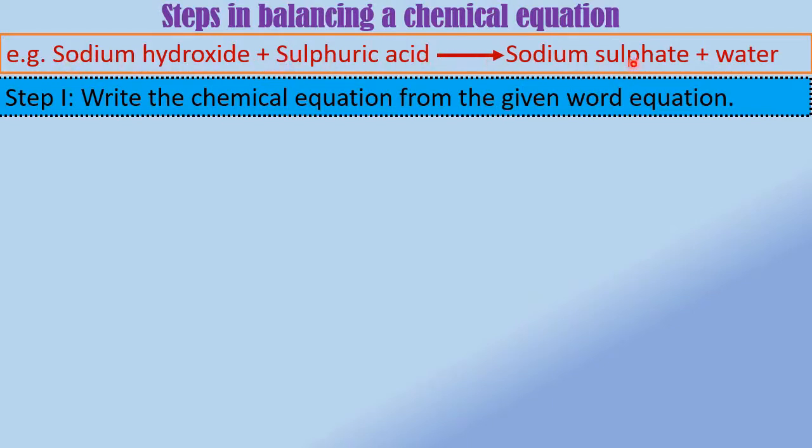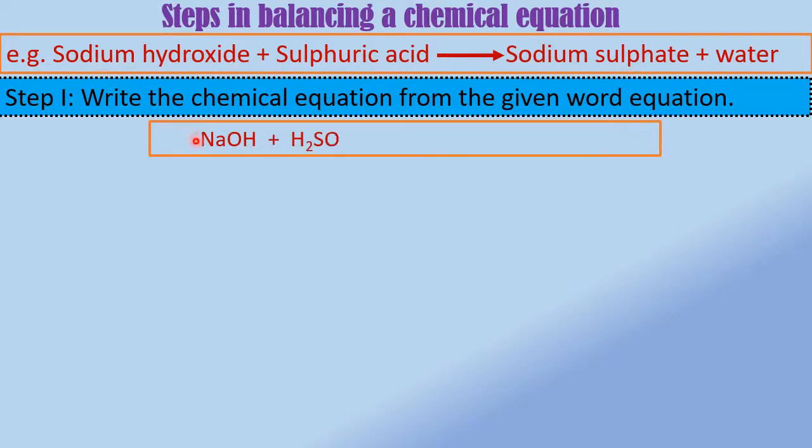So here we have formula of sodium hydroxide is NaOH. Formula of sulfuric acid is H2SO4. Formula of sodium sulfate is Na2SO4 and the formula of water is H2O. So this is our chemical equation for the given word equation.